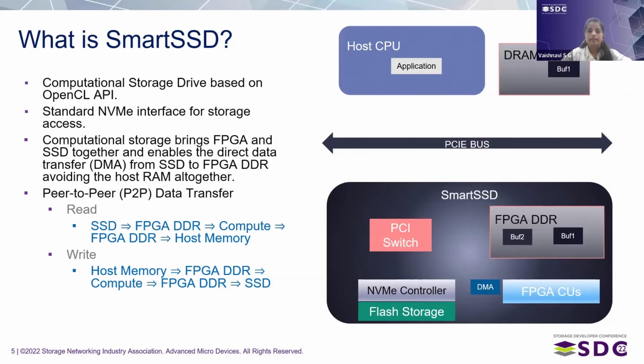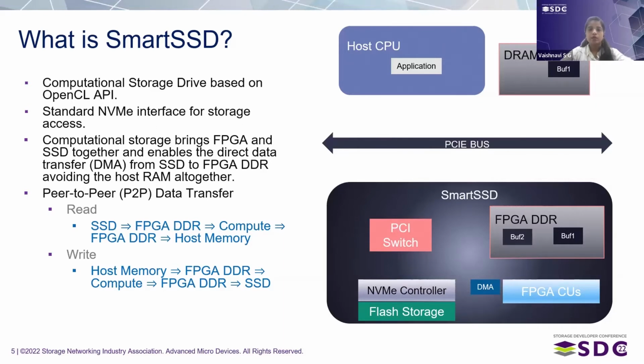The storage is accessed using the standard NVMe interface, and the compute engines are accessed using the OpenCL interface. Coming to the data flow, usually the data is read from the storage systems to x86 RAM and then moved to FPGA DDR for computation. And the result is copied back from FPGA DDR to x86 RAM. In the case of huge data, this data movement through x86 RAM affects overall system performance and efficiency.